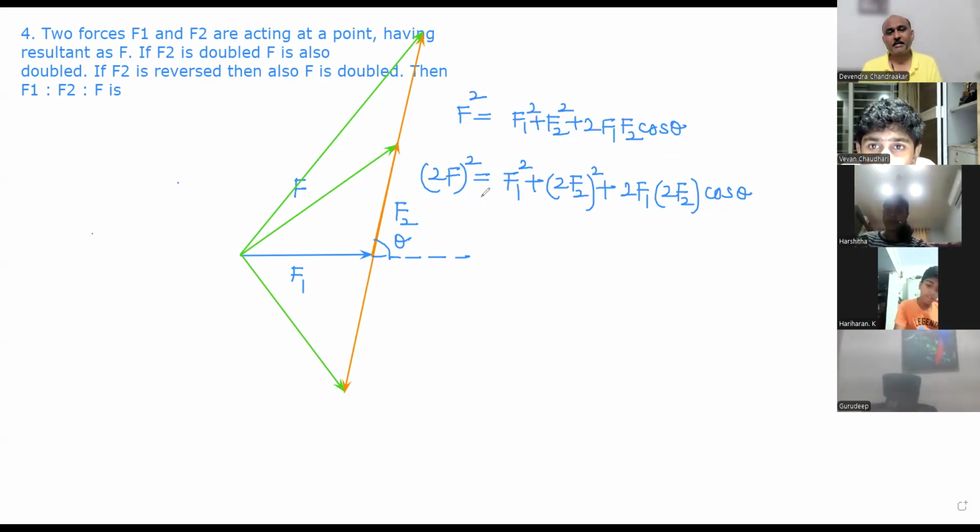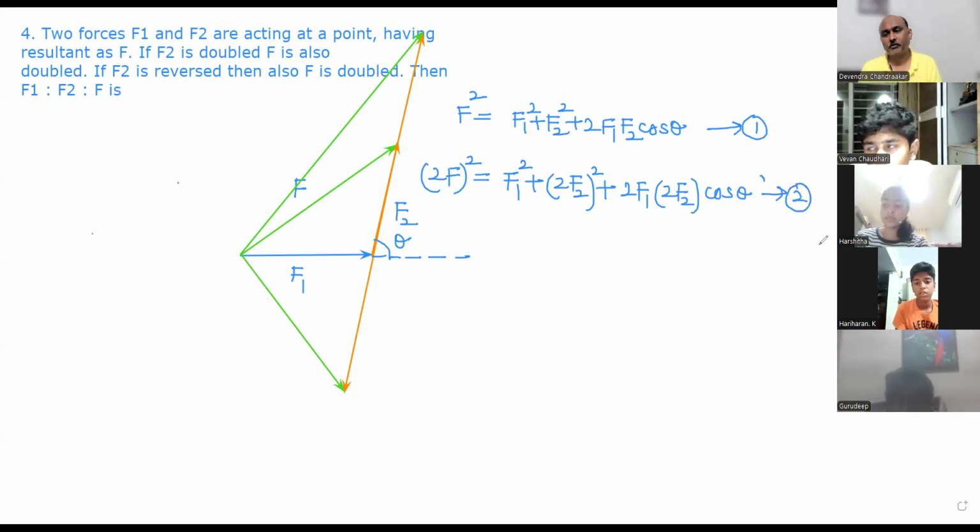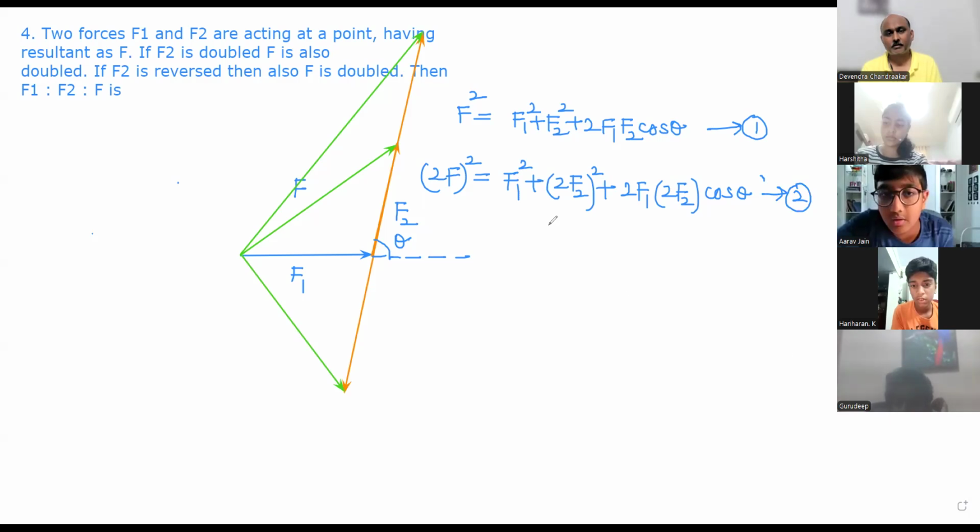Yes, sir. So this is the second. All of you understood this first question. How did I write this first equation? You understood this first equation? Yes, sir. All of you understood this second equation. Arav Jain, you understood the second equation or not? No, I didn't understand the second equation.